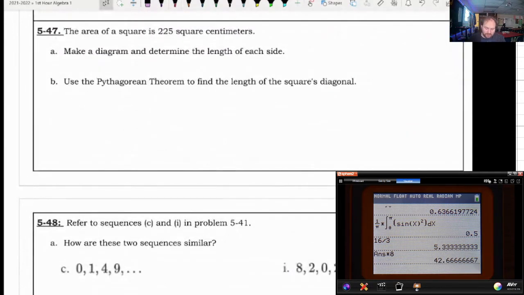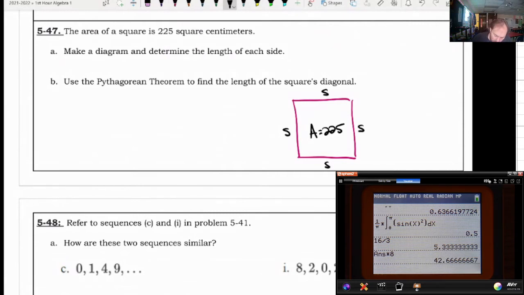547, the area of a square is 225 square centimeters. Make a diagram and determine the length of each side. So let's just draw a square. This is a geometry problem, my friends. You guys are headed into geometry next year. I know that the area of this square is 225. The other thing we know about squares is that they only have one side length because all four sides need to be the same. So what this means is that s squared equals 225.